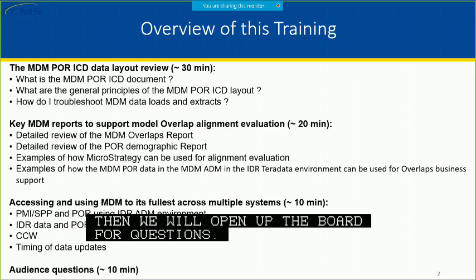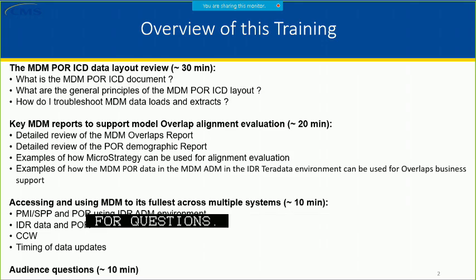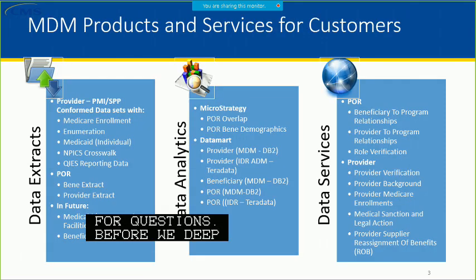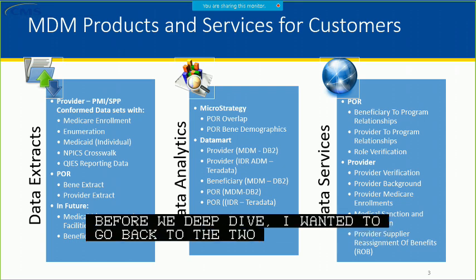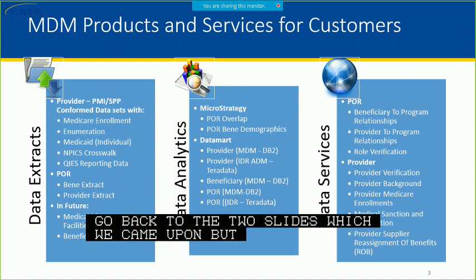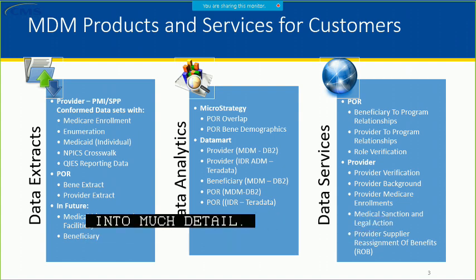Before we deep dive, I wanted to go back to the 2 slides which we skimmed over. We didn't get into much detail. MDM has 3 domains: provider, beneficiary, and POR. And we have data products in all these different domains.